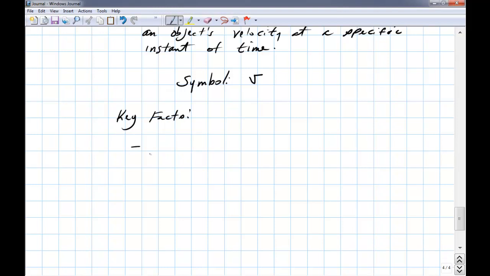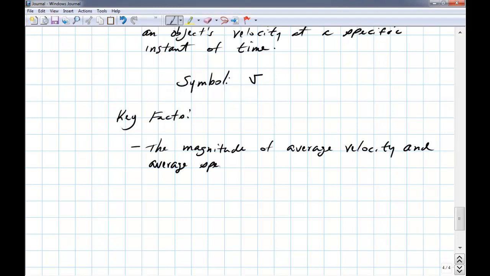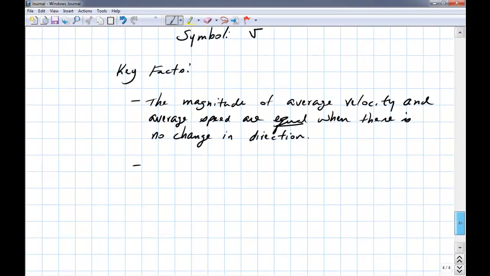First of all, the magnitude of average velocity and average speed are equal when there's no change in direction. Secondly, speed is always represented by a positive value.